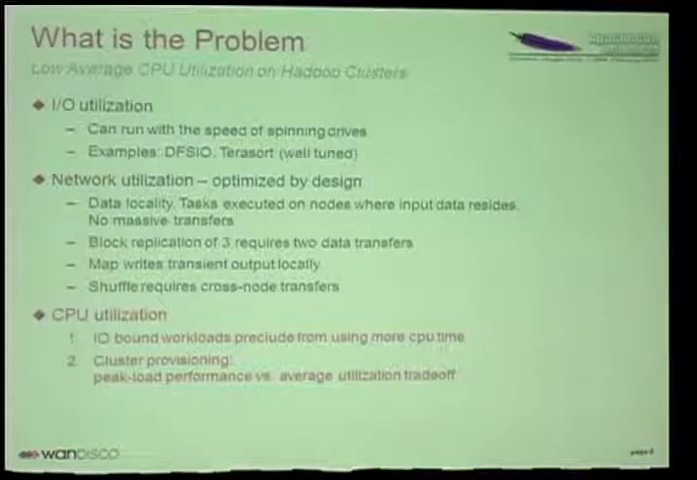Network utilization, well, nobody complained about network utilization in terms of Hadoop. There are, of course, apparently problems in the cloud stack with network, at least 10 of them. But Hadoop is designed to optimize on the network. So, first of all, the execution of tasks is shipped locally to the data, so there is no extensive transfer of input data.